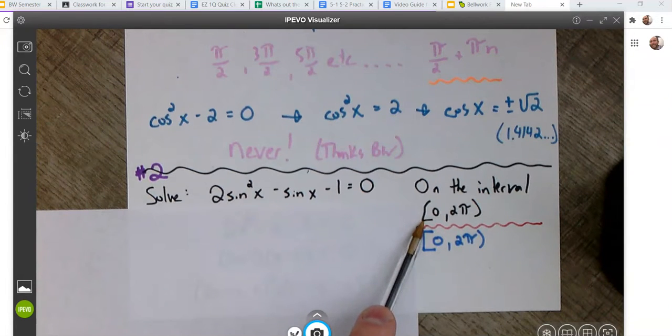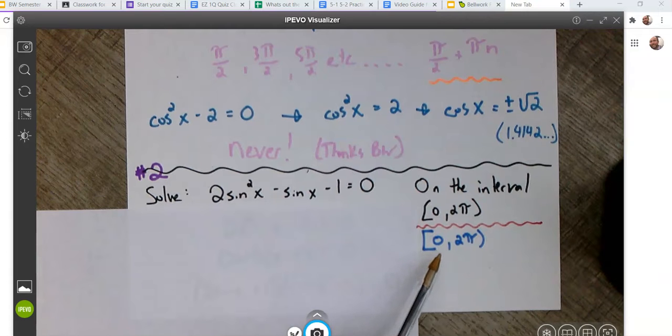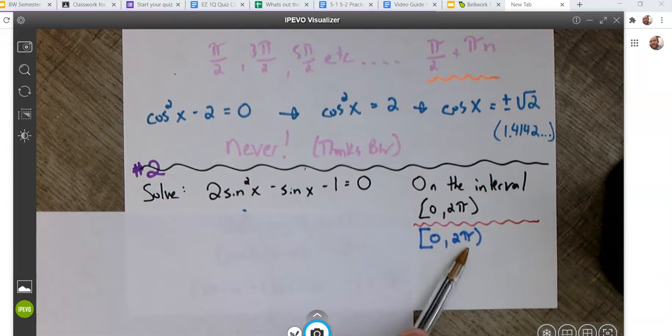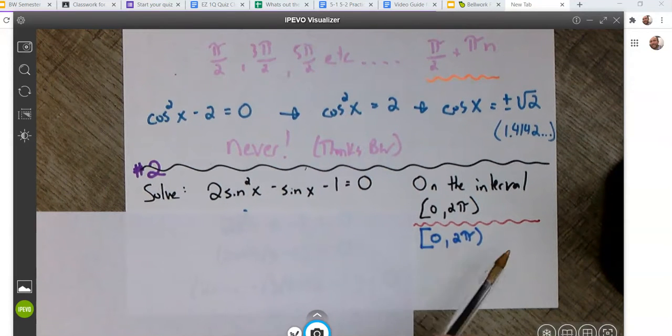I didn't like the way I wrote this. It was supposed to be a bracket, so I wrote it neater here. I didn't want to redo the whole note. That means that since 0 and 2 pi are basically the same thing, we don't want to list both of them. So if that happens to be one of our solutions, we'll include the 0. That's what the bracket means. Don't put 2 pi. Okay?